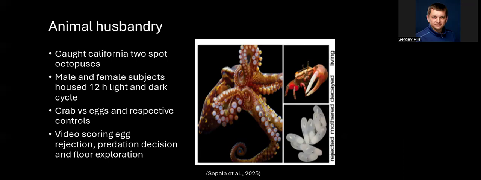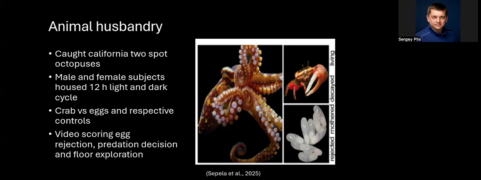The California two-spotted octopus, also known as Octopus bimaculoides, I think. I'm not pronouncing the last part right. Two-spotted octopuses were caught in La Jolla, California, and housed following the Harvard animal model ethics guidelines, if that makes sense. Both males and females were kept on a 12-hour light and dark cycle, fed regularly, and given adequate treatment. So that wasn't a factor.